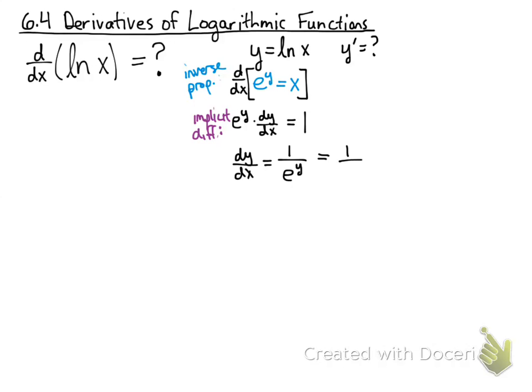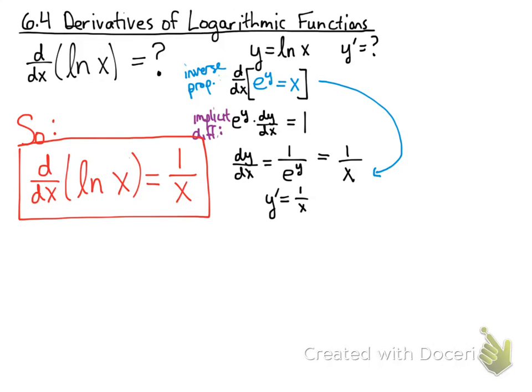And that's 1 over x, because remember, e to the y is the same as x. That's how we started. So I found y prime. I found that y prime is 1 over x. That means the derivative of the natural log function is just 1 over x.